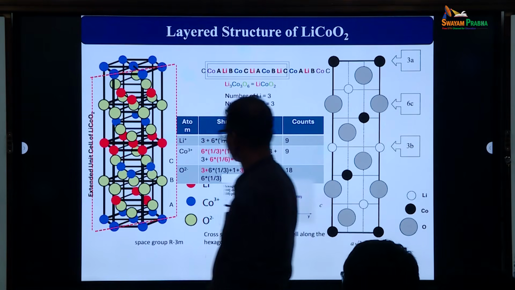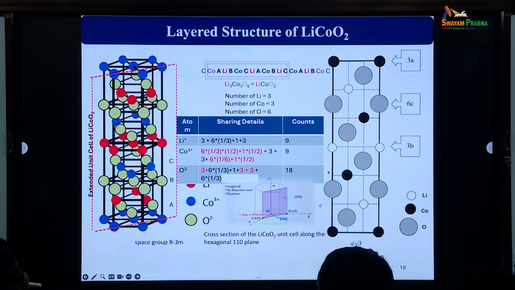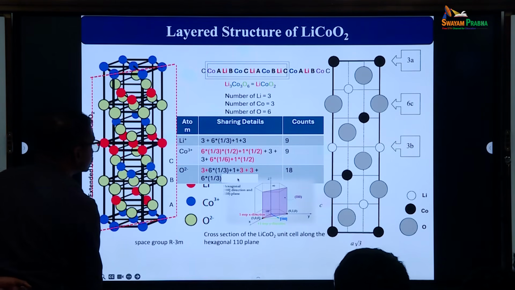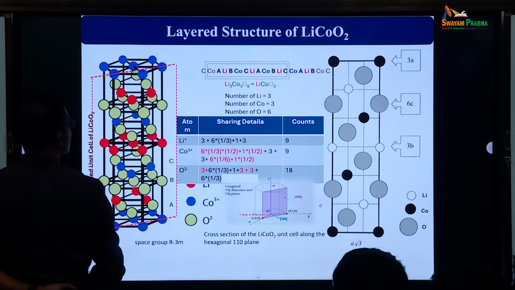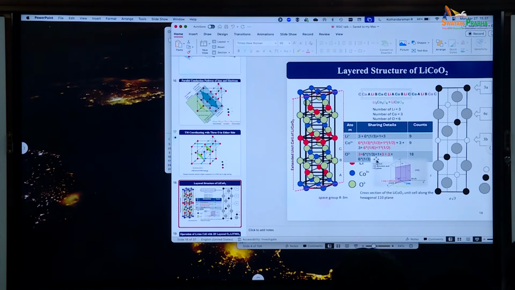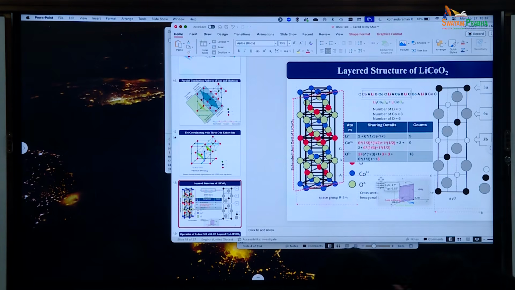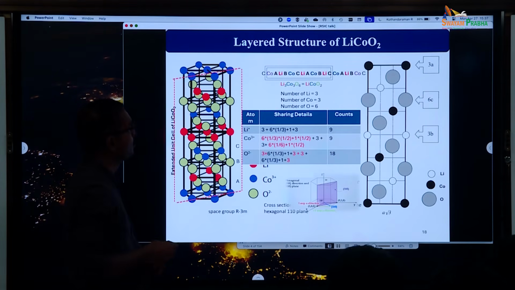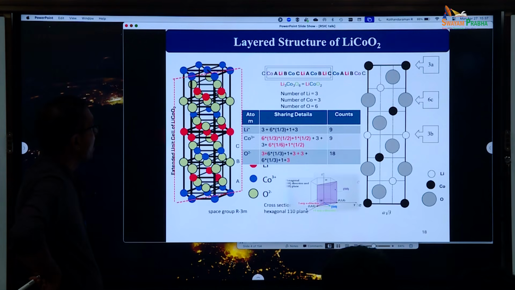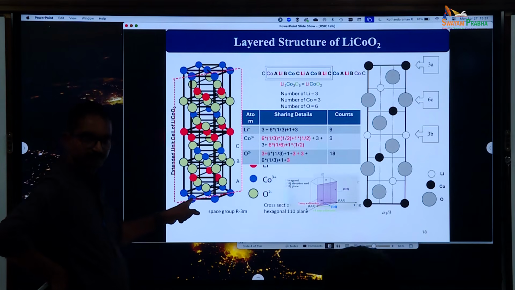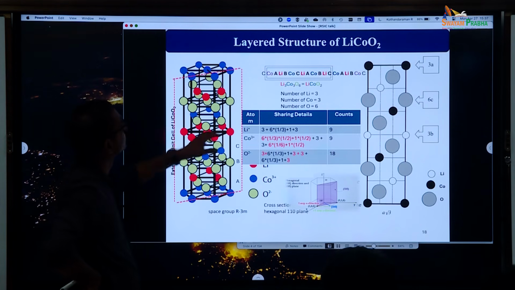What happened here? Something is hiding here. So now you calculate how many cobalt are there. Cobalt is here. Okay, cobalt.